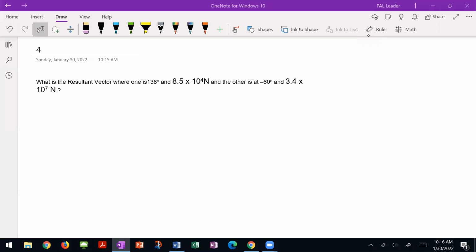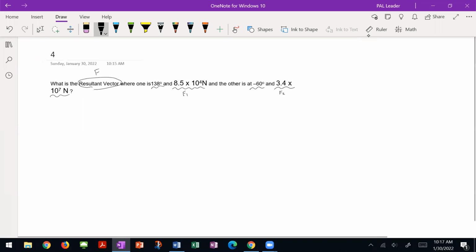Number 4, what is the resultant vector? I hope you guys can see a pattern by now, where one is 138 degrees and 8.5 times 10 to the power 4. That is going to be our F1. And the other is at negative 60 degrees at 3.4 times 10 to the power of 7. That's going to be our F2.